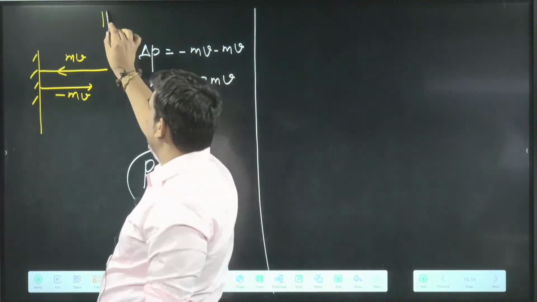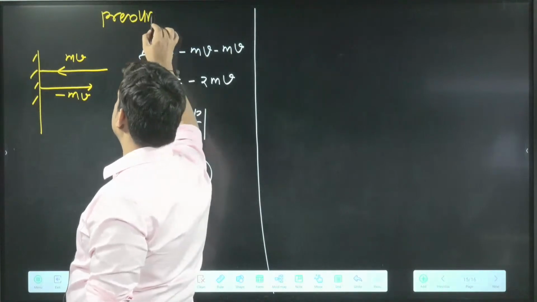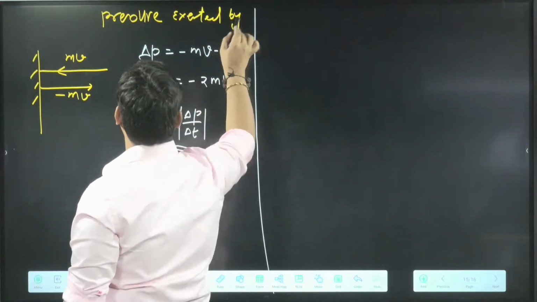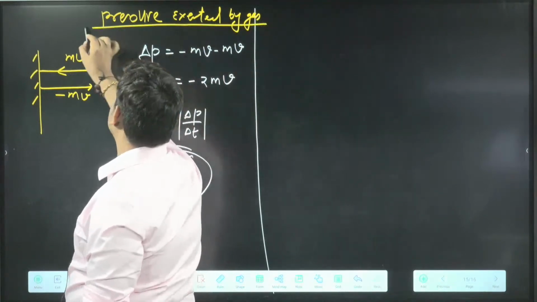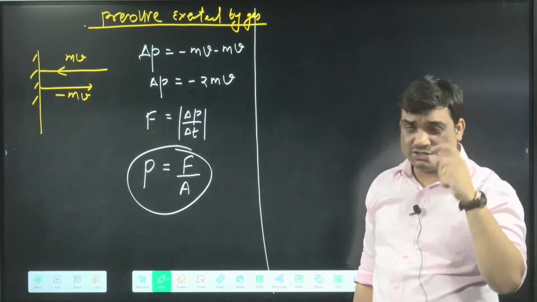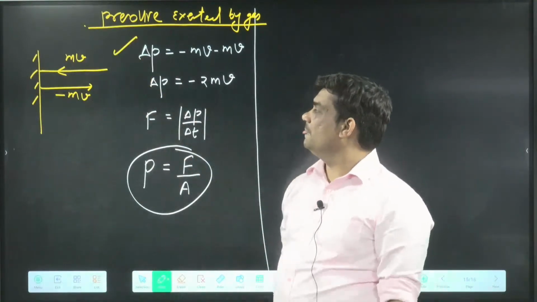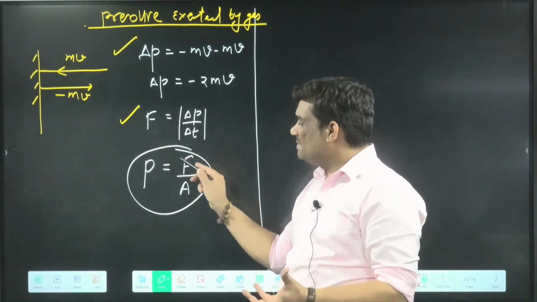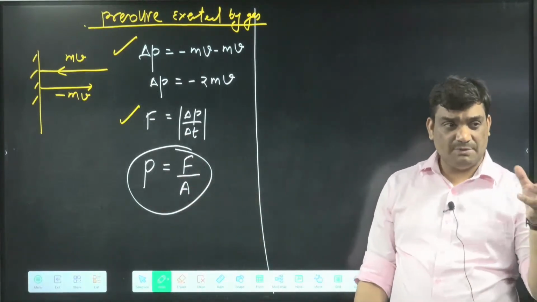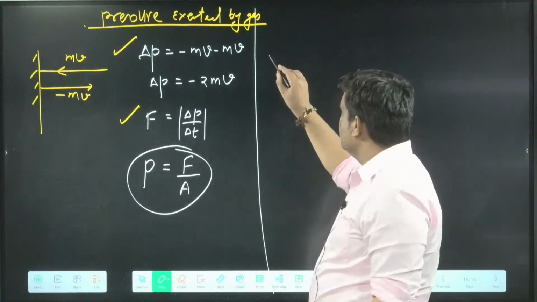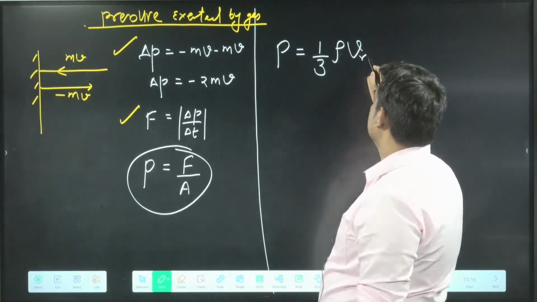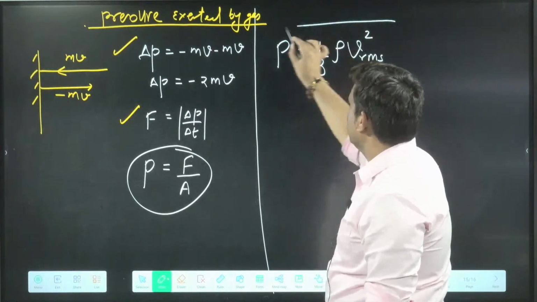Here the heading we are writing is pressure exerted by gas. The first step is to find the change of momentum, then find the force, delta P by delta T, and then find the pressure using force by area. I'm not deriving this one, I'm writing directly. The pressure value we get here is 1 by 3 rho V RMS square.